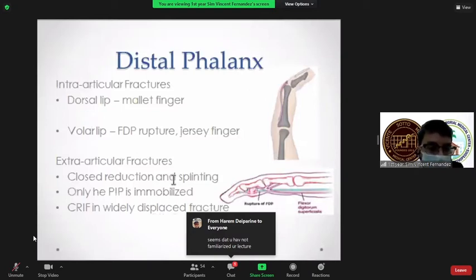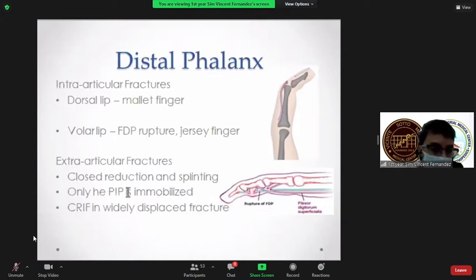For the extra-articular fracture, you could do a closed reduction and splinting. It is important to immobilize only the joint that causes instability. So for this one, you only immobilize the PIP joint and leave the DIP and the other joints free to prevent contracture. So you apply a closed reduction internal fixation in a widely displaced fracture.